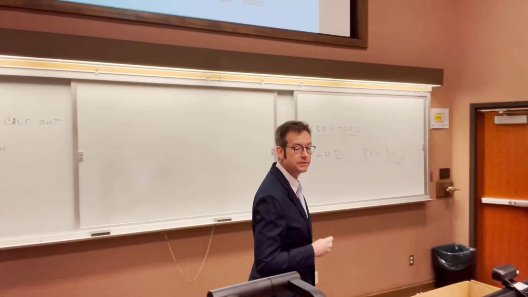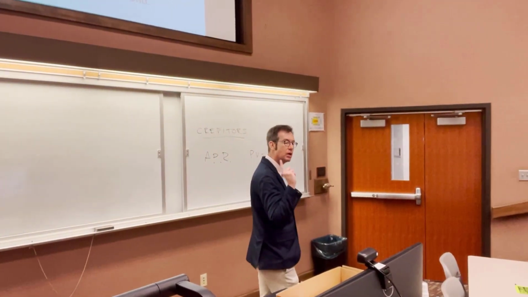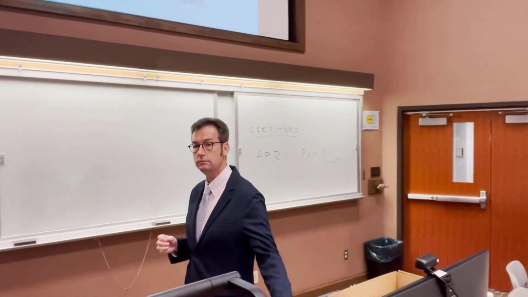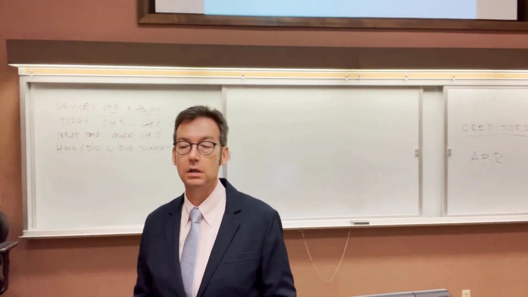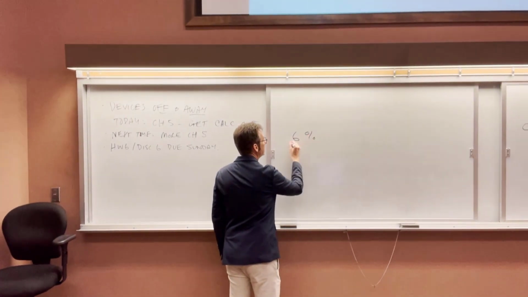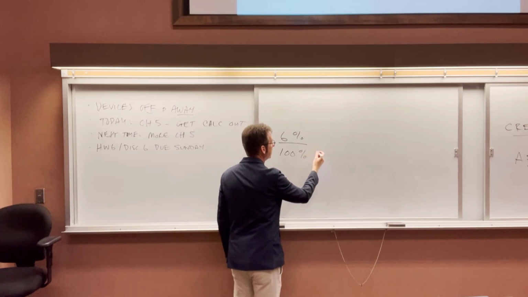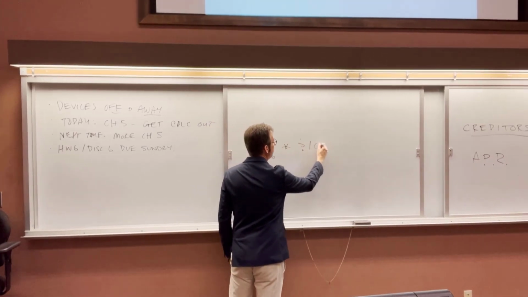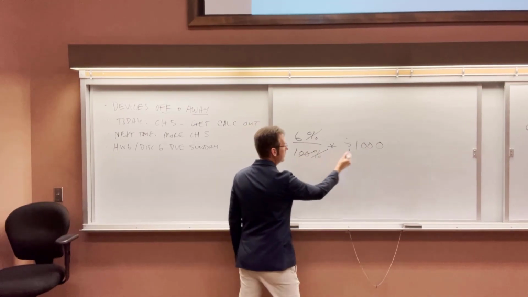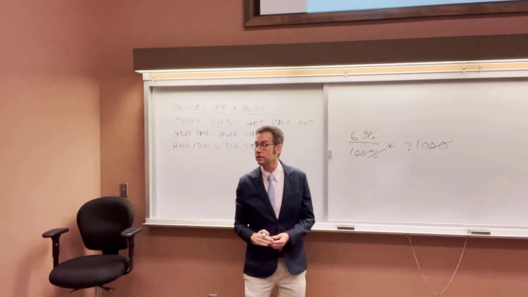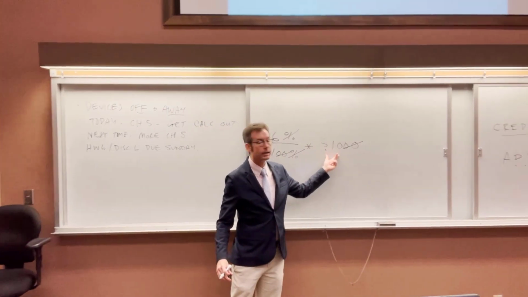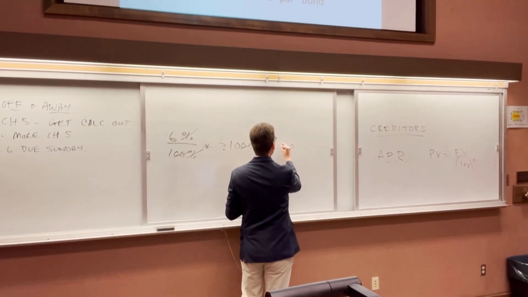A coupon rate of 6%. Can someone tell me what is the annual amount of coupon that this bond pays? 60. Yeah, 60. So here's the way you can think about this. 6% divided by 100% multiplied by $1,000. What happens? The percents cancel out. These zeros cancel out. So basically, as long as the face value is 1,000, all I have to do is take the number of the coupon rate and multiply it by 10. And that's how I get this $60.